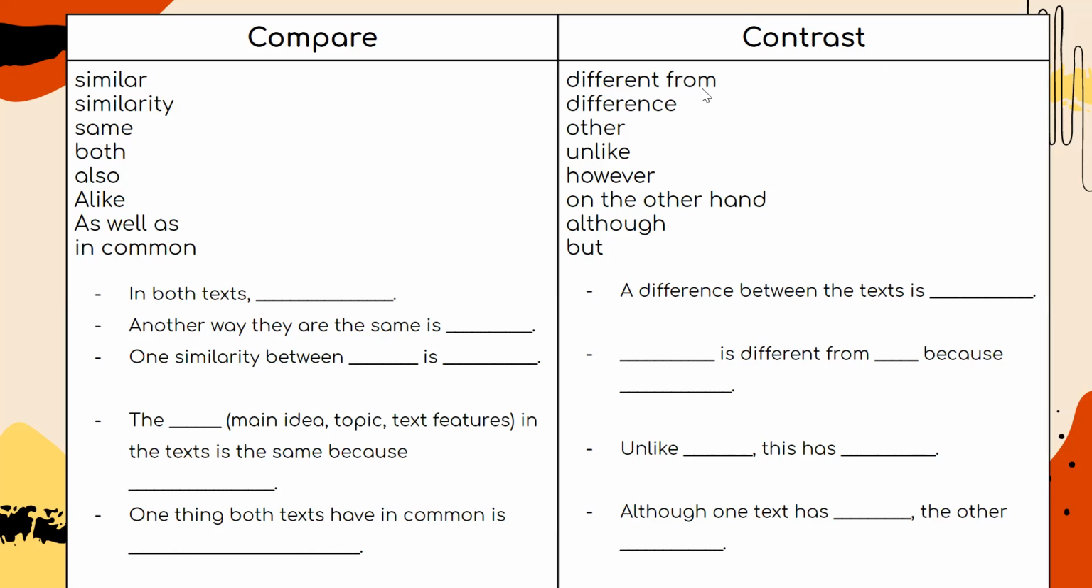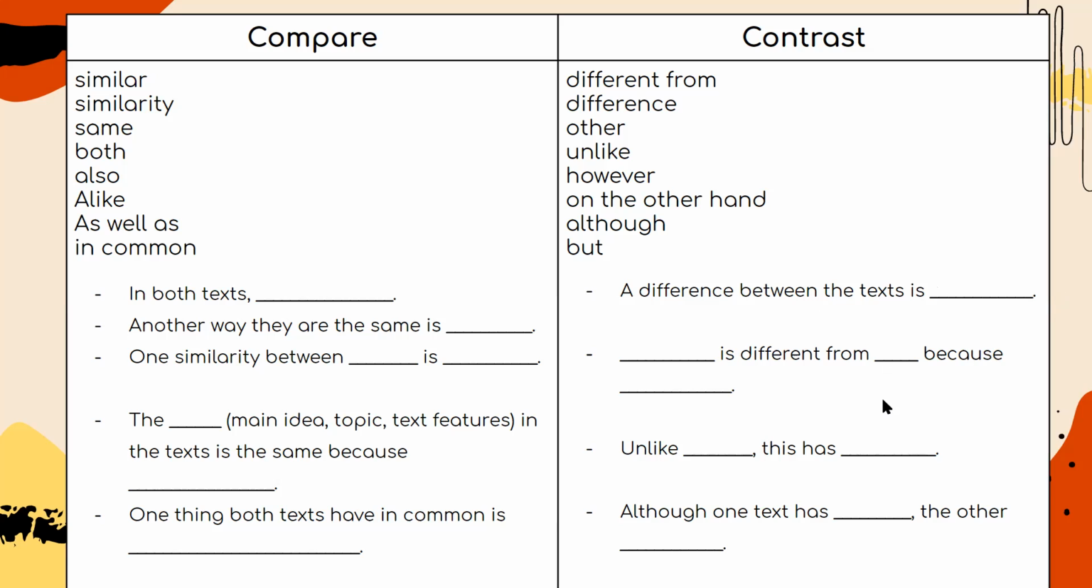Different from, difference, other, unlike, however, on the other hand, although, and but. Okay, and we've got these sentence frames. A difference between the texts is blank, or blank is different from blank. This is where we would put our titles. Blank is different from blank because blank.